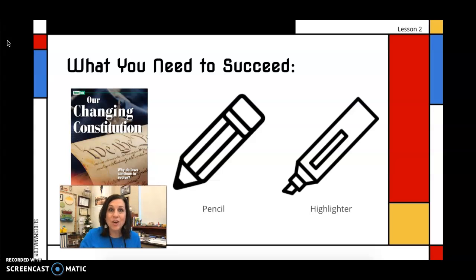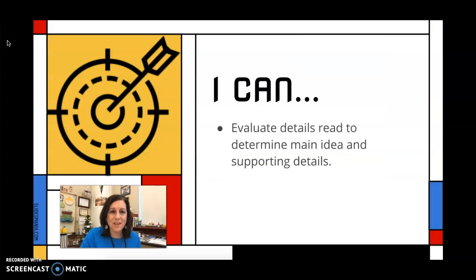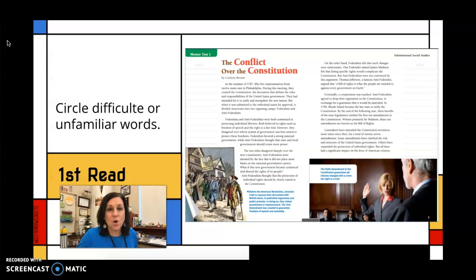Okay, here we go. We are going to be able to evaluate details read to determine main idea and supporting details. That's our I can statement. So if you open up your mentor text online to page 6, it should look like this. We are going to read through the conflict over the Constitution.